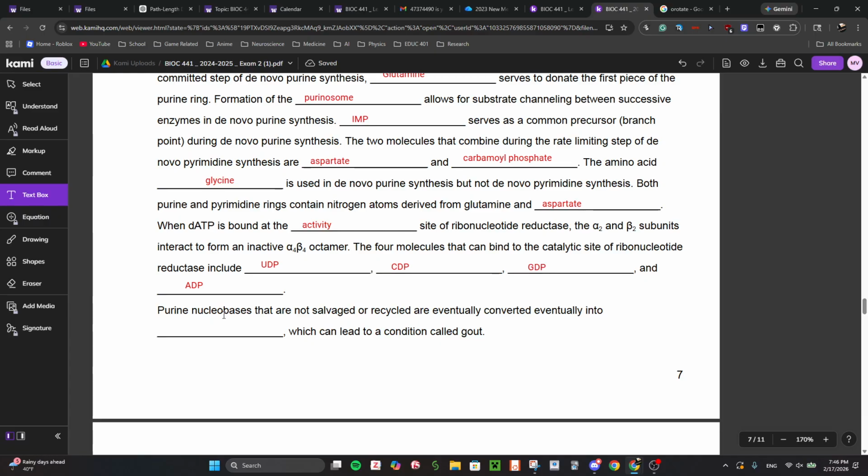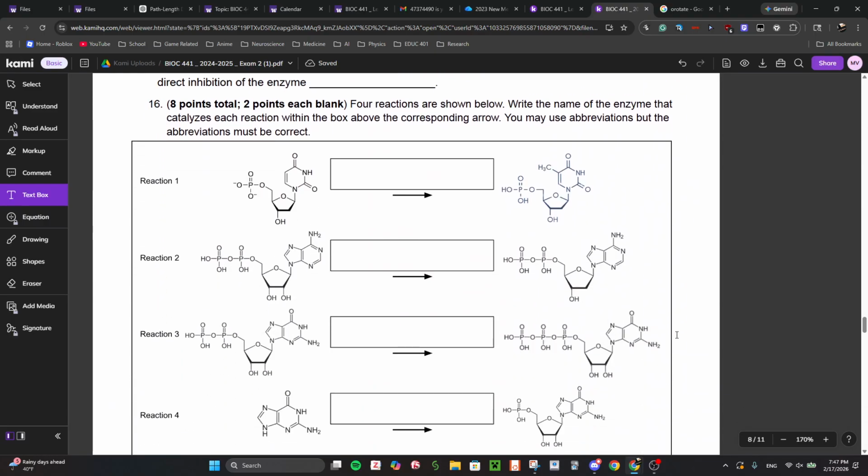Purine nucleobases that are not salvaged or recycled are eventually converted into something which leads to gout: uric acid. If you see gout, uric acid, right? I think you guys covered it a little bit. Oh, is it not going to be on it? Okay, I wouldn't worry about it then. Forget about it then.